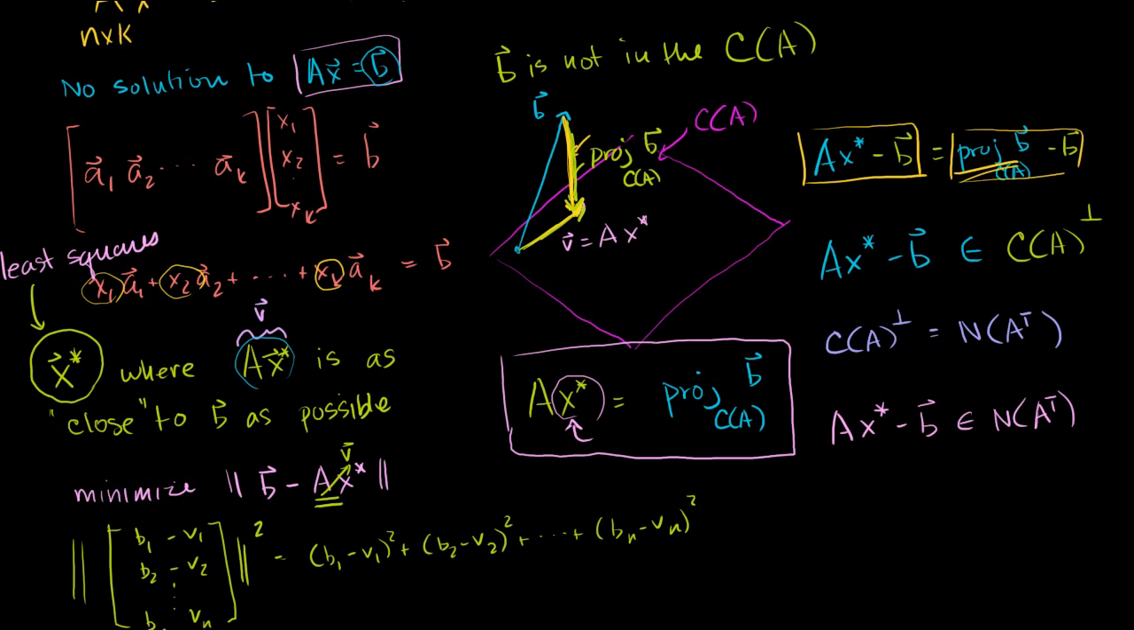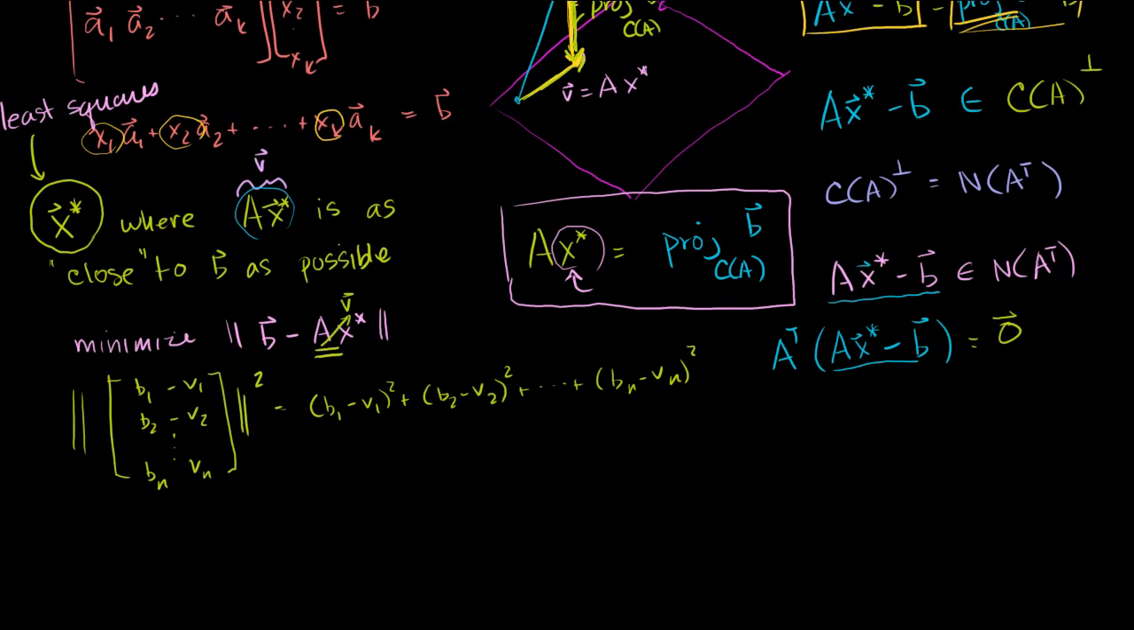Now, what does that mean? Well, that means that if I multiply A transpose times this right here, A X star minus B, and I don't want to lose the vector signs on the x, this is a vector, don't want to forget that. What am I going to get? Well, this is a member of the null space of A transpose, so A transpose times this has got to be equal to 0. It is a solution to A transpose times something equals the 0 vector.